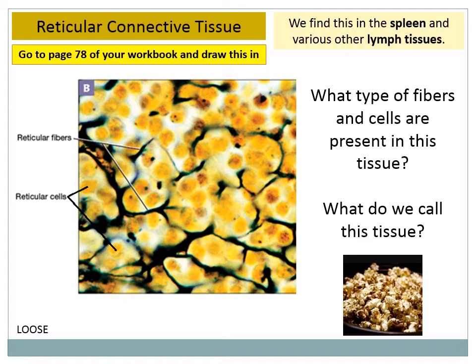Next one that we have is reticular connective tissue. So looking at this thing here, what types of fibers and cells are present in this tissue? Well, it's reticular connective tissue, so we have reticular fibers and reticular cells. We find reticular connective tissue in the spleen and other various lymph tissues. So spleen and lymph tissues. I always look at reticular connective tissue, and to me it looks like burnt popcorn. I don't know if that would help you know where this thing is, but that's what it looks like to me.